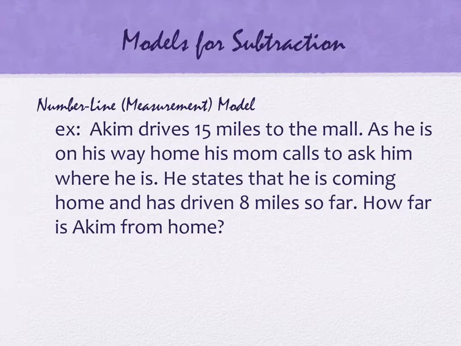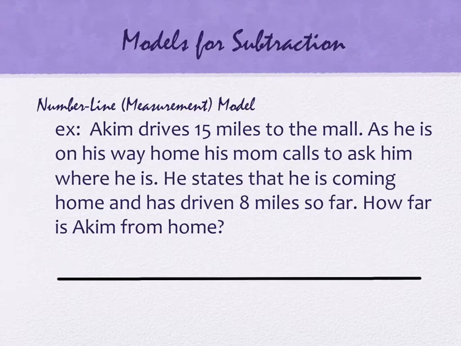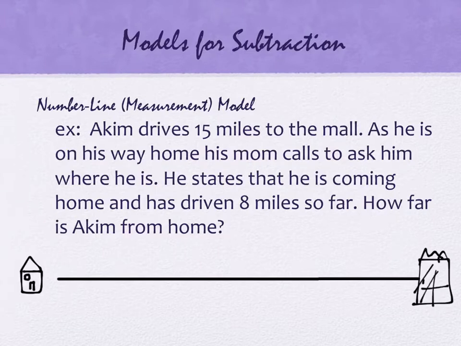So when we solve a measurement model, the idea is to solve it with a measurement number line, okay? So we're going to draw a number line. On one end of our number line is going to be Akeem's home, and on the other end is going to be the mall. So here's his home. That was a terrible home. And then we have the mall over here. I don't know. There's a whole bunch going on in that mall. It's a big mall.